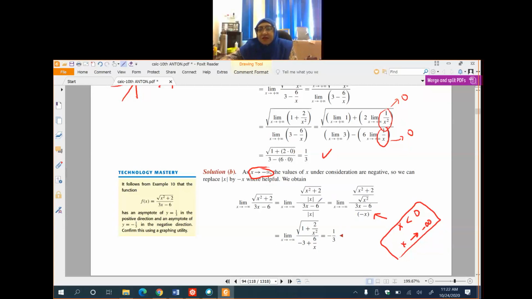So the only difference is you replace the absolute value of x here with negative x, because the absolute value of x is equal to negative x when x is less than 0. So this is by definition. Okay, by definition of the absolute value.